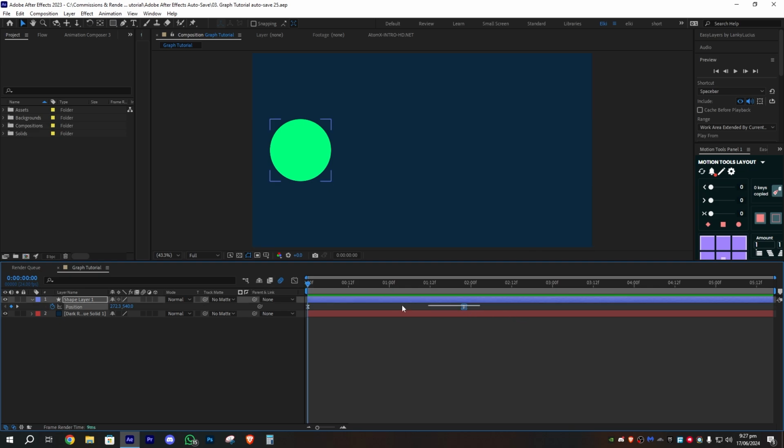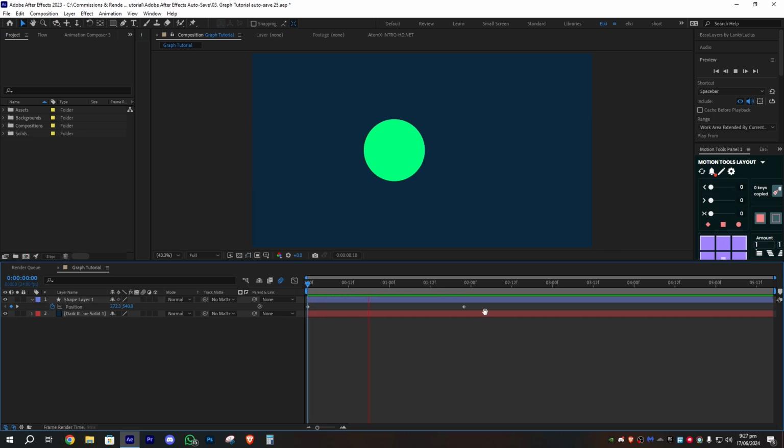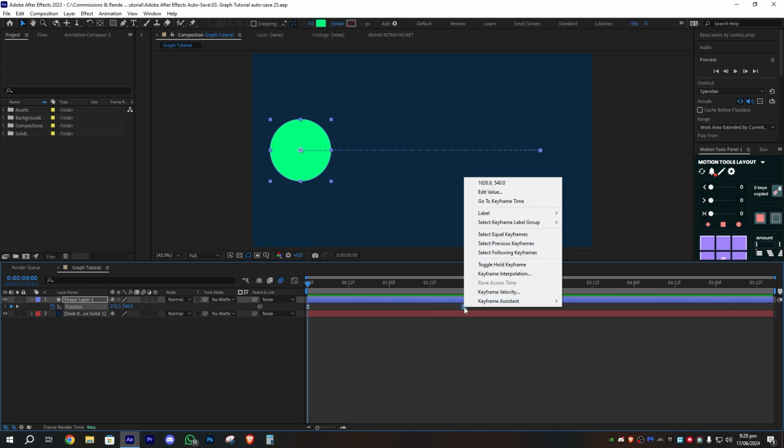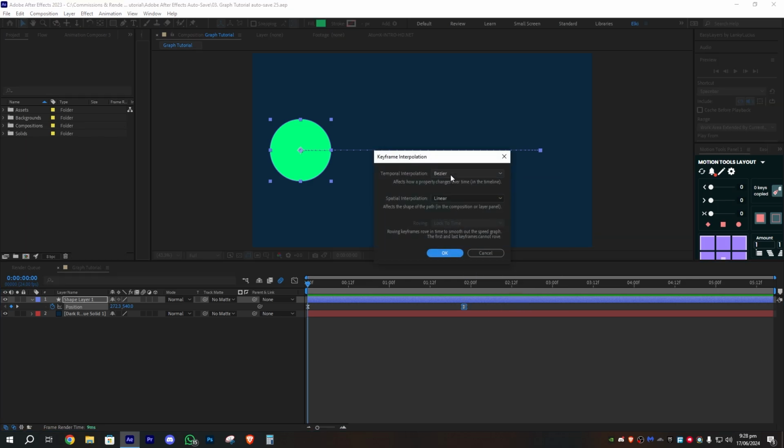To begin with, I'm going to create two keyframes. I've already created two keyframes on my timeline. I'm just going to select them both and press F9 on my keyboard to easy ease them. I'm pretty sure you already know how to do that. In order to change the keyframe types, you select the keyframes, right click, and make sure that your mouse cursor is on top of the keyframe in order to get the keyframe options. Right click, go into keyframe interpolation, go into temporal interpolation, and the first type I'm going to talk about is the auto Bezier.